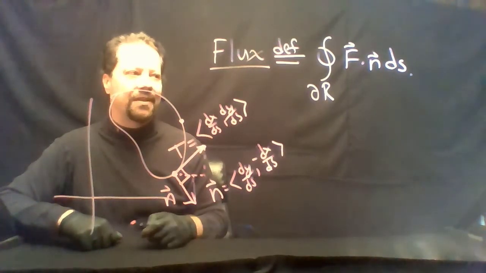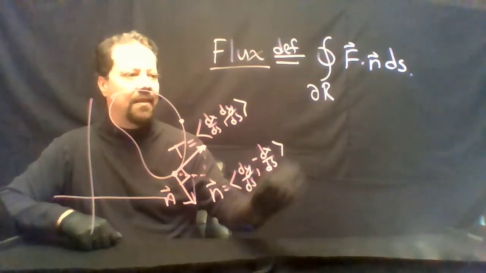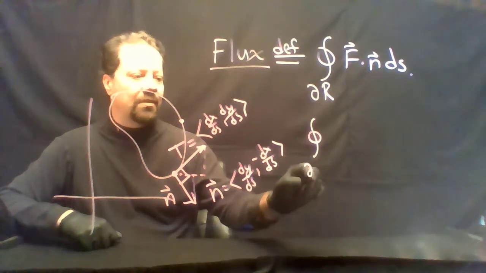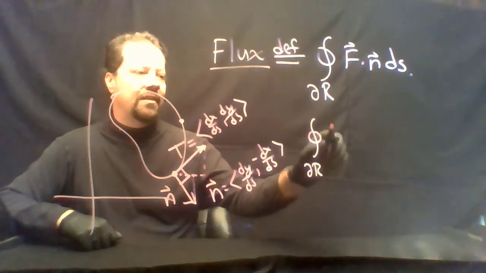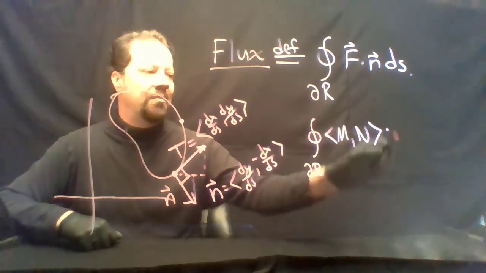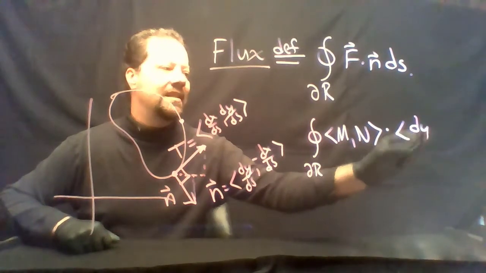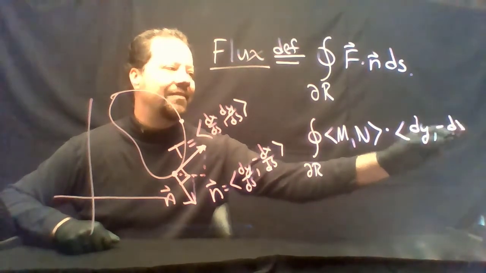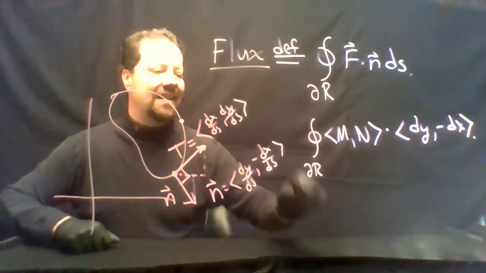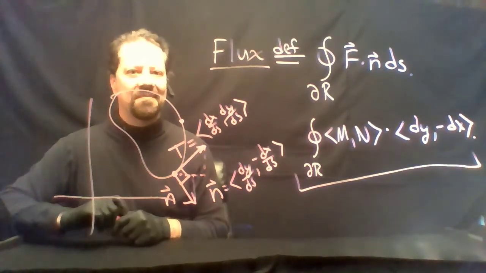It will have a positive x component and a negative y component. That means you can take your integral around the boundary of the region. You'll take your vector field f, with components m and n, and dot it with, if you multiply by ds, dy comma negative dx. And this gives you an easy way of calculating flux.